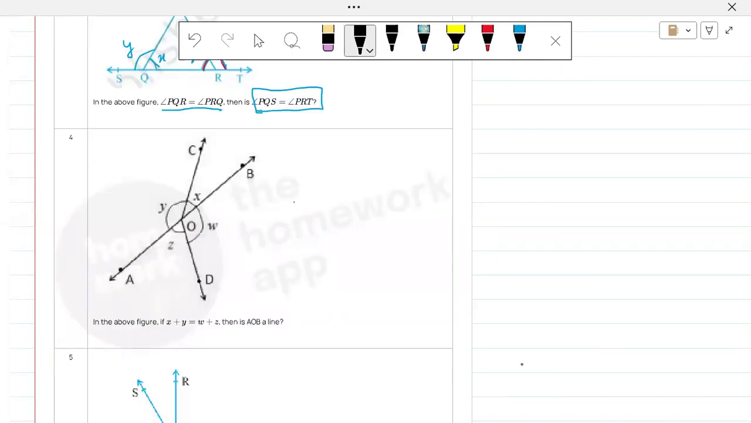Now this is question number 4 of your NCERT, lines and angles, exercise number first. What is given here? It is given here that x plus y is equal to w plus z. It is given in this question, and you have to prove that AOB is a line. This thing you have to prove that AOB is a line. This is a straight line.